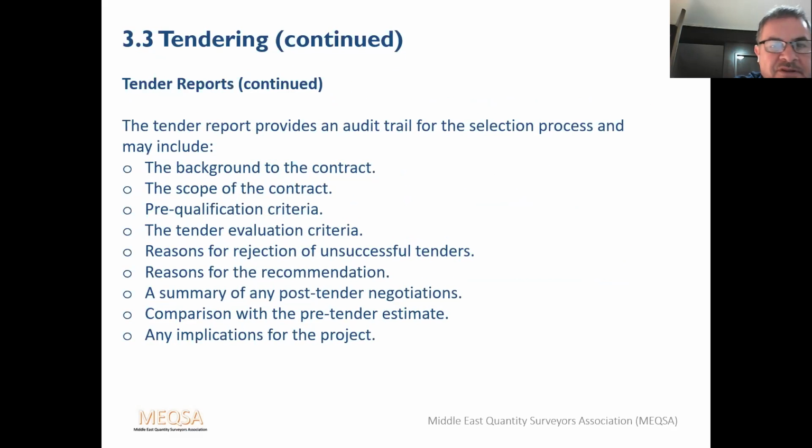The tender report provides an audit trail for the selection process and may include the following: the background of the contract, scope of the contract, the pre-qualification criteria, the tender evaluation criteria, the reasons for rejection of unsuccessful tenders, the reason for recommendation, a summary of any post-tender negotiations, comparison with the pre-tender estimate, and any implications for the project.